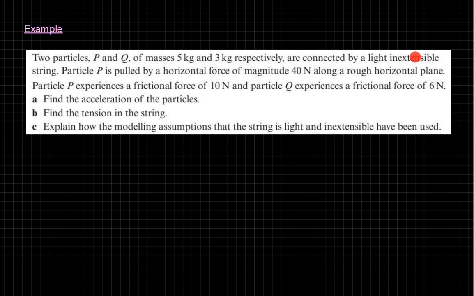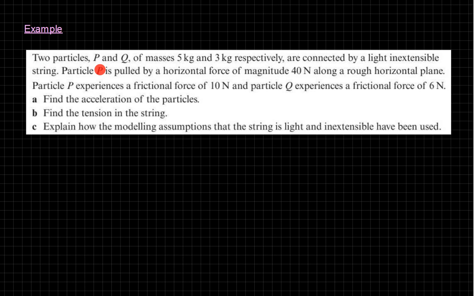So light and inextensible are just two sort of magic words which will always appear, which just tell us that it's a very simple scenario. The string has no mass, and it just works. It just transfers this pulling energy straight away. Okay, and let's look at the rest of the scenario.